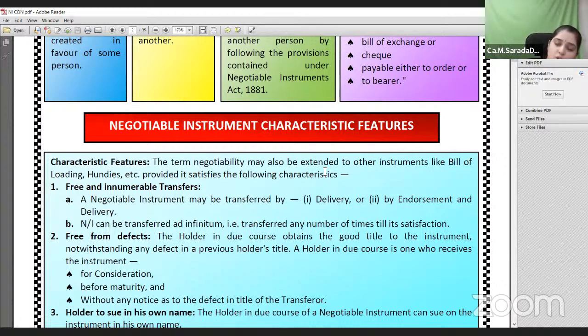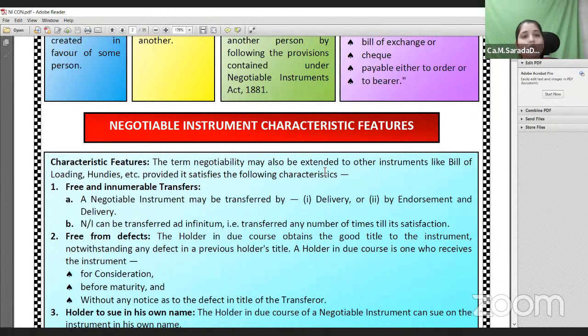Who has to show the instrument here? The drawer, the seller. If he shows the instrument and says, as you have specified that you would make the payment on this particular instrument, please make the payment on the due date, then the buyer has to make the payment. This is the general information regarding the promissory note and bill of exchange.